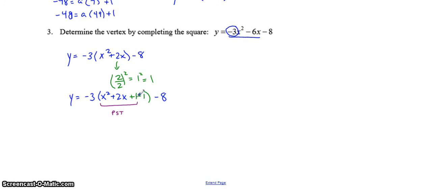So we need to get rid of this -1 to the outside of the bracket. To do that, you have to multiply it by the -3. So you get the perfect square trinomial stays inside the brackets. The -1 comes out of the brackets and gets multiplied by the -3 to become +3.